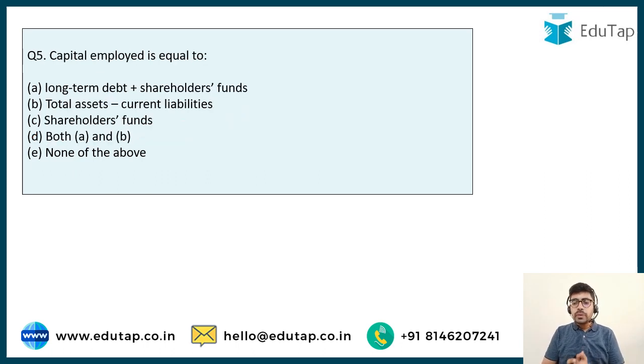Now this question is specifically for you guys. Everyone should answer it correctly. I've discussed it many times in this lecture as well. Capital employed is equal to... this capital employed is a very important figure when we have to compute different ratios of a company. Now, what is this capital employed equal to? We have already discussed that capital employed can be computed by 2 approaches. Let's see if you can get them right. Long-term debt plus shareholder funds, total assets minus current liabilities, shareholder funds, both A and B, or none of the above.